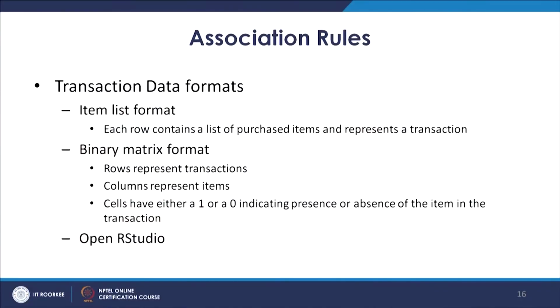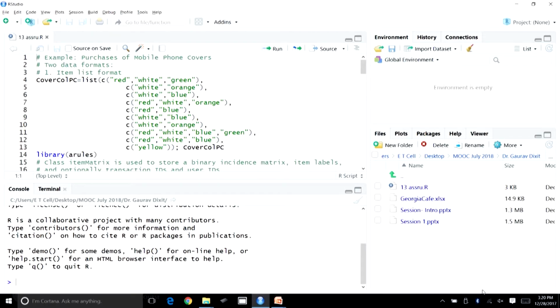So, these are the two formats that are typically popular and used in association rules mining and the related discussion. In the previous lecture we had talked about the mobile phone cover example. So, let us go back to that example. Let us open RStudio and discuss these two formats. So, let us revisit this example.